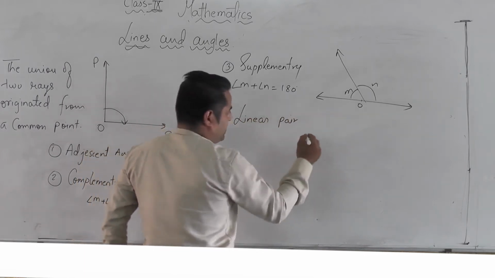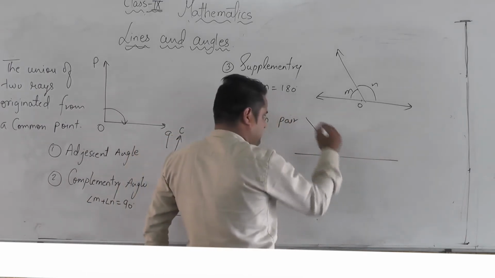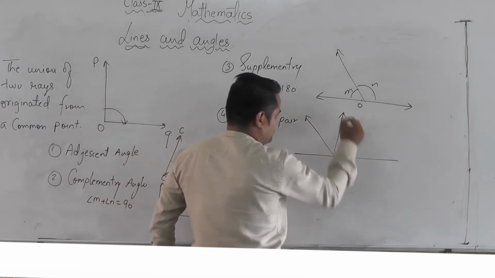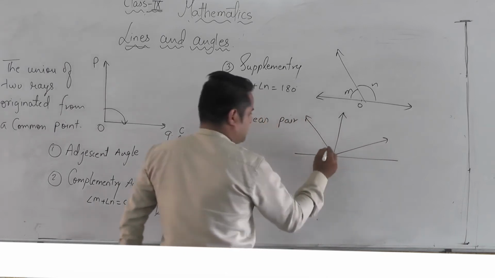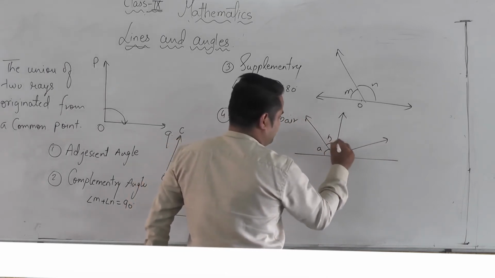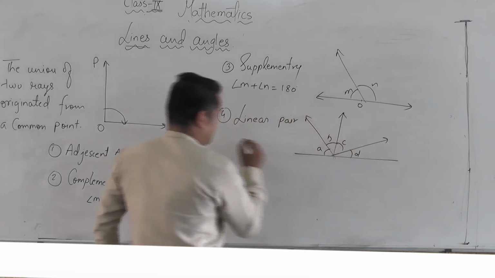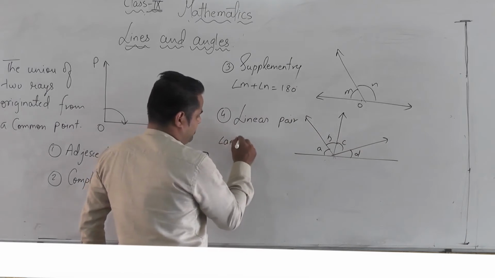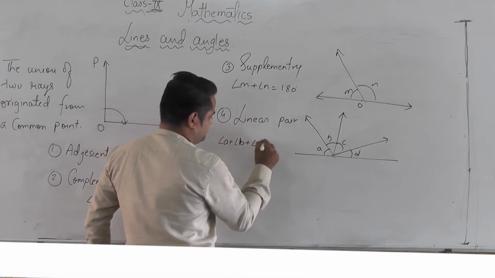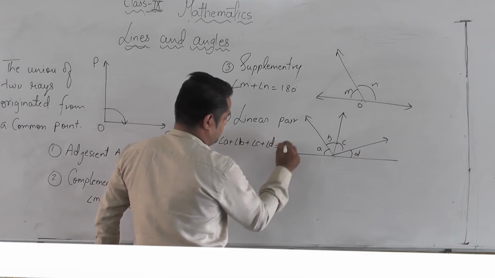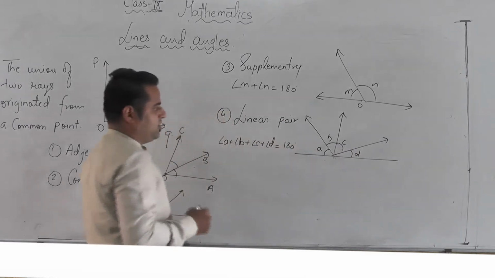Linear pair: when there are many angles and the sum of all the angles is equal to 180, like angle A plus B plus C plus D is equal to 180, then they are called a linear pair.